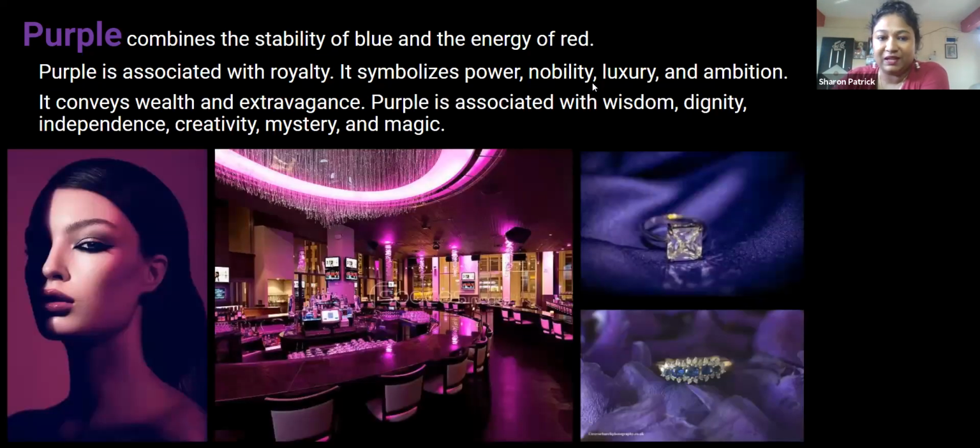Anyway, purple combines the stability of blue and the energy of red. So purple is associated with royalty. It symbolizes power, nobility, luxury. Purple is very similar to blue. So you'll see a lot of jewelry advertisements use purple, blue most of the time. But in a jewelry shop, when you go, they use red as a background to keep the jewelry in the showcase. That's because red is intense, right? It draws the attention of the viewer.